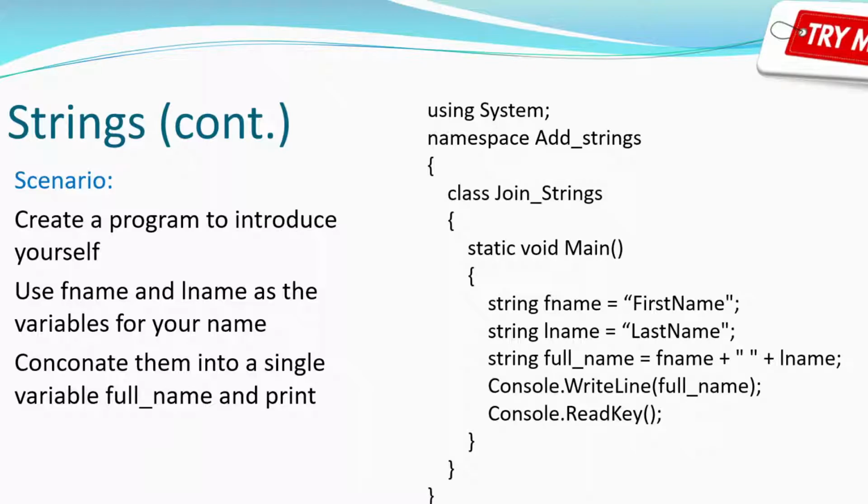Okay, so one of the ways you can do it is here. Using the System namespace, add a strings class, Join strings, just using the Main method there. So first name, last name, and then the string full name, and we put them together with a space between, and then we WriteLine it out. Not a very complex one, but it gives you an idea of how to do it.